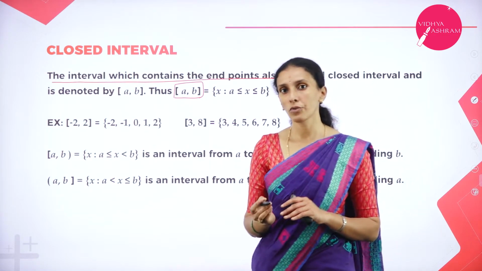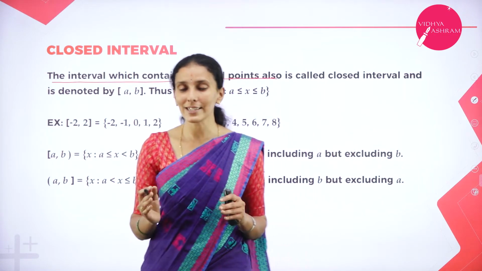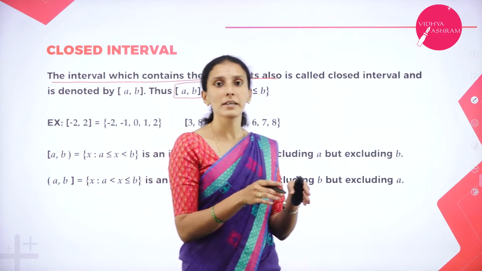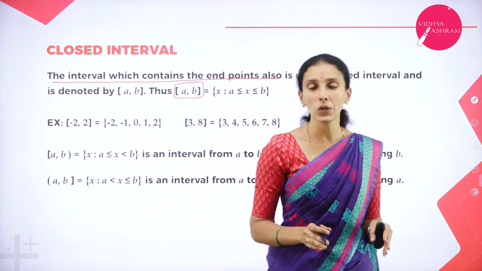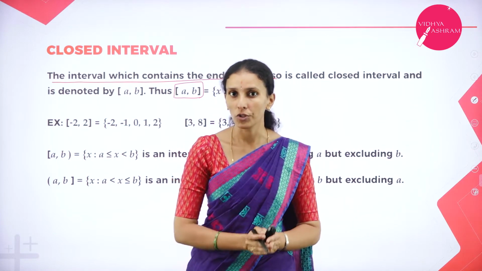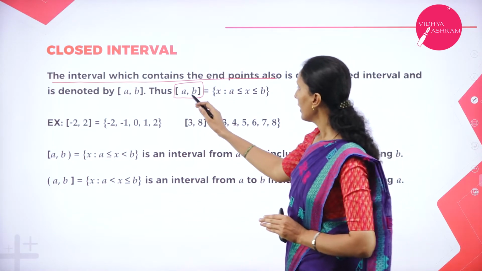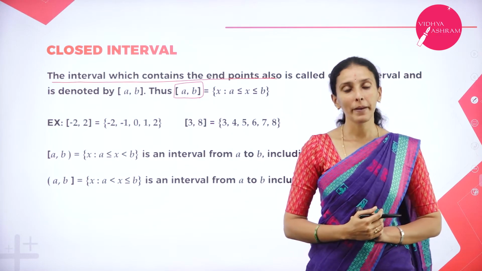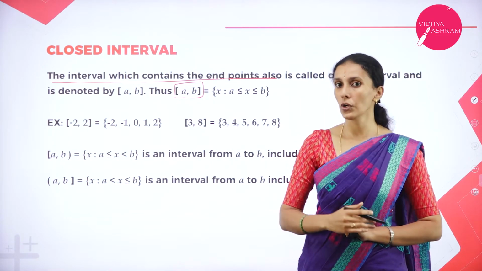In an open interval, if (2, 7) is given, you are writing only the numbers between 2 and 7. But in a closed interval, you are including 2 and 7 also. So therefore, here you are using big brackets. Big brackets represent that you are including the number.